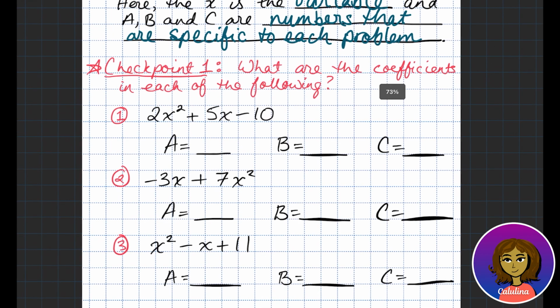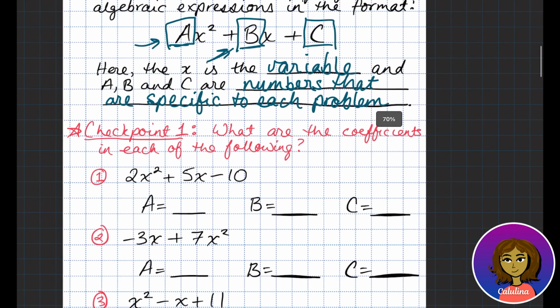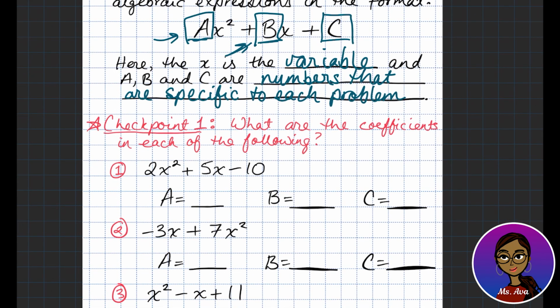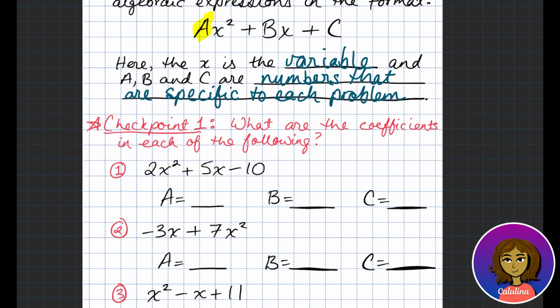I'm not sure. Well, all you have to look for is what number is in the same position as this one over here in this expression. Oh, okay. Is it the 8 or the 2? Yes, that is correct. So the 2 is the a over here.